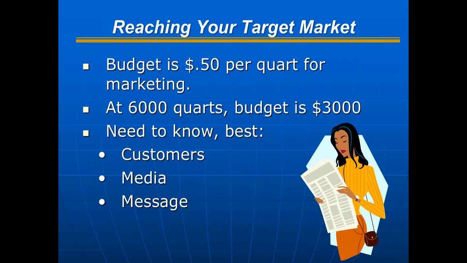And then reaching your target market. So earlier in the budget we had 50 cents per quart figured in for marketing costs, and at 6,000 quarts that's a budget of $3,000 for marketing. And so you need to know who your best customers are, what kind of media possibly they are paying attention to, and at a farmer's market that might just be the sign on the front of your booth. If you're having people come to the farm, that gets a whole lot more complicated. And what is your message that's going to invoke a desire in your best customers to buy from you at your price?